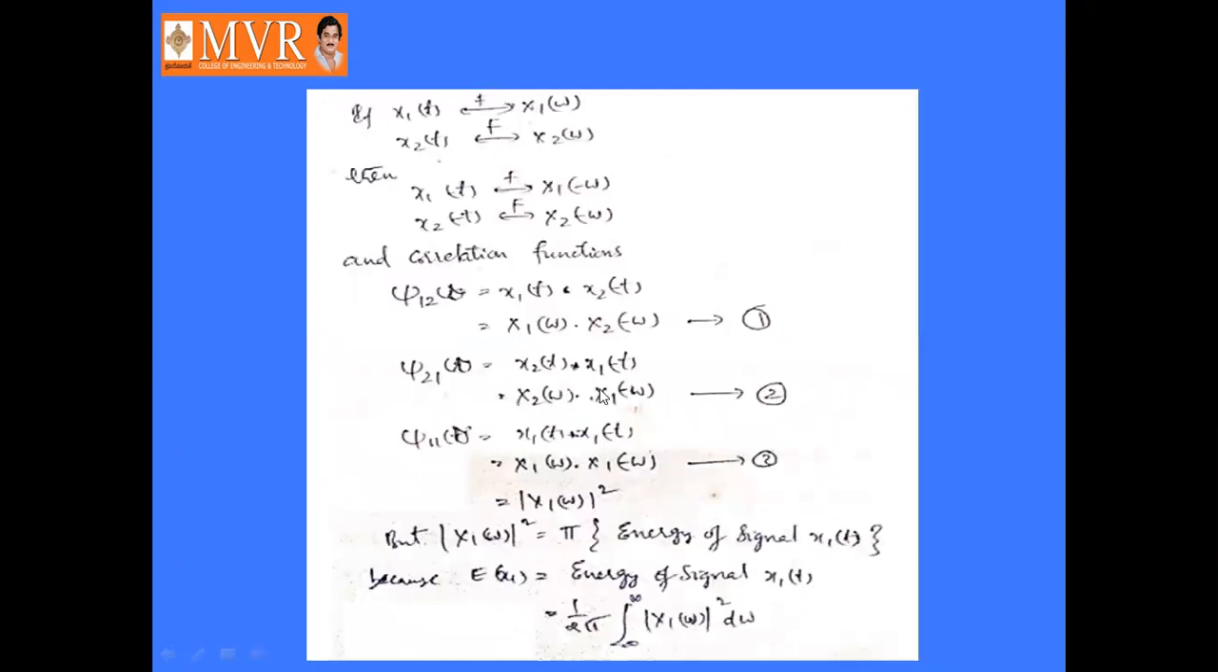If the Fourier transform of x1 of t is x1 of omega, then the Fourier transform of x2 of t is x2 of omega. Then the Fourier transform of x1 of minus t is x1 of minus omega, and the Fourier transform of x2 of minus t is x2 of minus omega. And the correlation function j12 of tau is equal to x1 of t convolved with x2 of minus t, or in the frequency domain it is x1 of omega into x2 of minus omega. This is equation number 1.